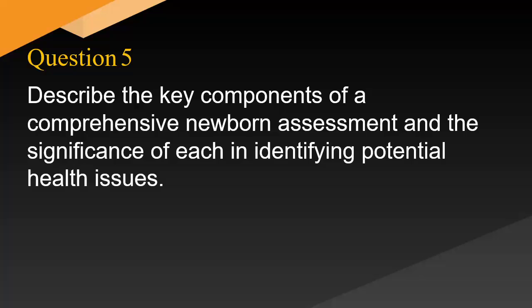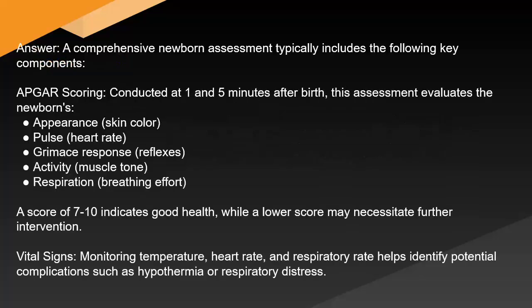Describe the key components of a comprehensive newborn assessment and the significance of each in identifying potential health issues. Answer: A comprehensive newborn assessment typically includes the following key components: APGAR scoring, conducted at 1 and 5 minutes after birth. This assessment evaluates the newborn's appearance (skin color), pulse (heart rate), grimace (reflex response), activity (muscle tone), and respiration (breathing effort). A score of 7 to 10 indicates good health, while a low score may necessitate further intervention.